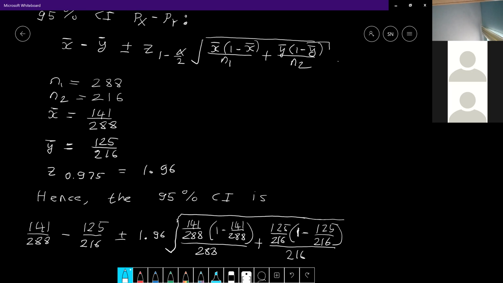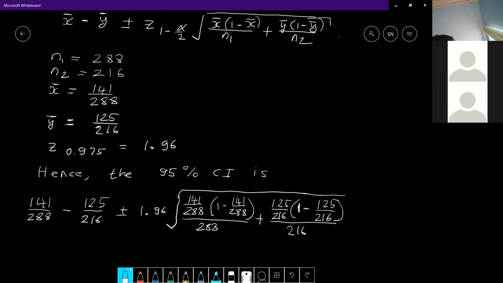If you have a calculator, you can work it out. I don't have one, but I will check the solutions in a sec. I'm trying to see the solution. Okay, the solution for this confidence interval is as follows: minus 0.177 comma minus 0.0015. So this is the 95% confidence interval, which is clearly negative.